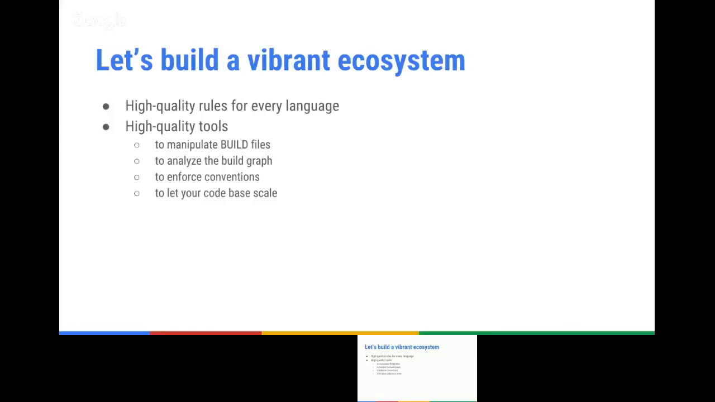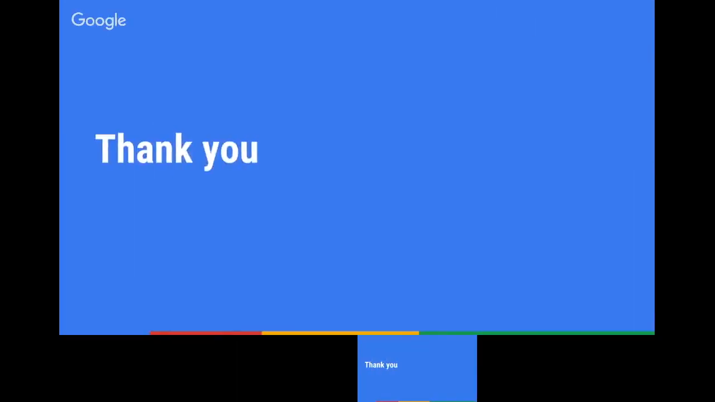We also want to enforce conventions, and I think that's something very important when you have a large code base. If you have conventions for every language, it makes everything much simpler. So the goal is to make your code base scale. That's really the two important things for the Skylark team: enable you to write good rules and enable you to write good tools. Thank you.